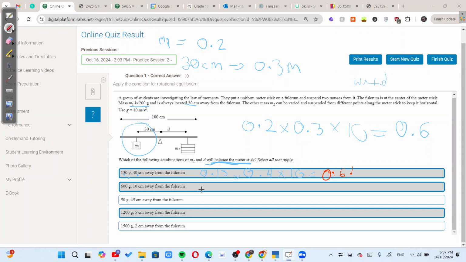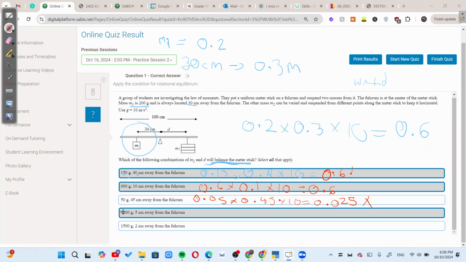Now let's try again. 600 grams, which is 0.6 kilograms, times 0.1 times 10 is also equal to 0.6. Now when we do this one, it's 0.05 times 0.45 times 10. Just quick, you get the idea. So it equals 0.025, which is wrong. We need 0.6.